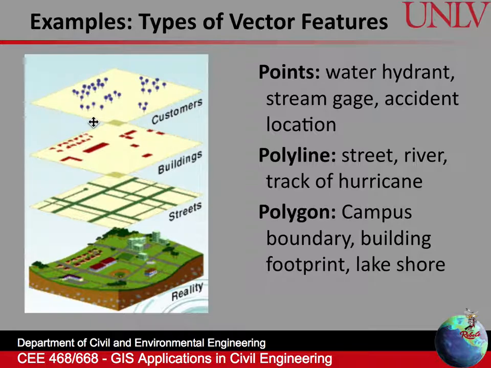Likewise, many other real-world entities can be represented with these 3 features. For example, a water hydrant, stream gauge, and accident locations would be points. Streets, rivers, and the track of a hurricane would be polylines. A campus boundary, building footprint, and lakeshore line, or a lake boundary, would be polygons.